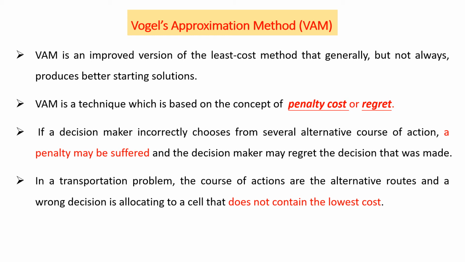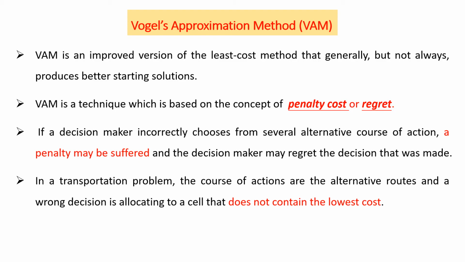VAM is a technique which is based on the concept of penalty cost or regret. By the way, if an operations manager mistakenly selects the higher cost, there is a regret, or a penalty, or a missed opportunity cost of not selecting the minimum cost. If a decision maker incorrectly chooses from several alternative courses of action, a penalty may be suffered, and the decision maker may regret the decision that was made.